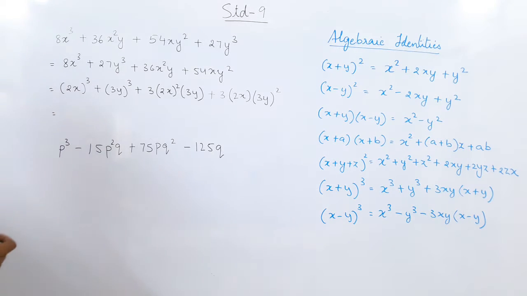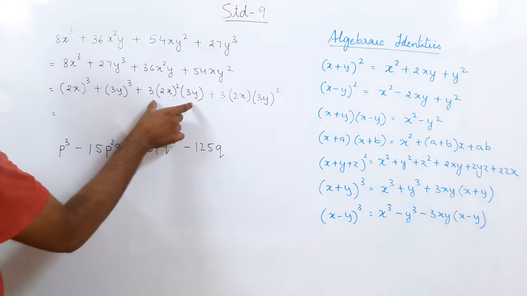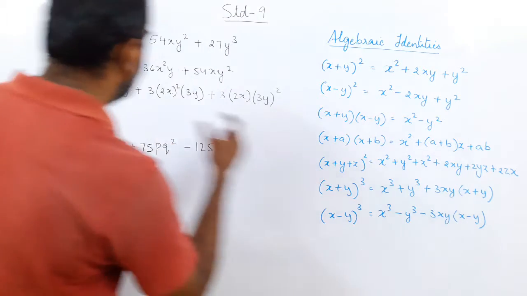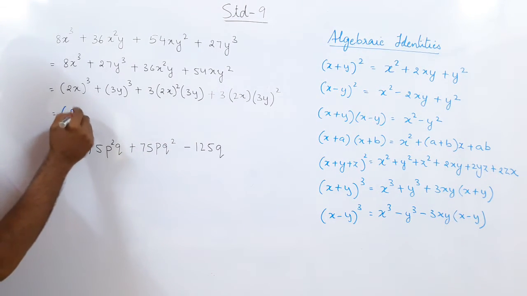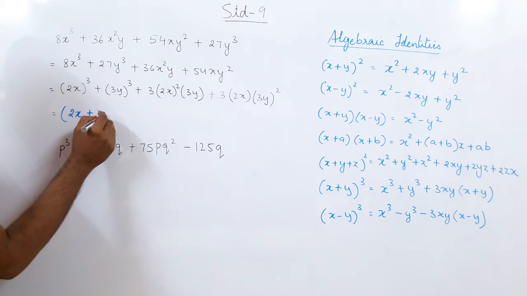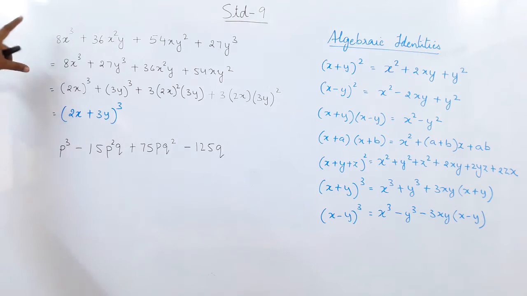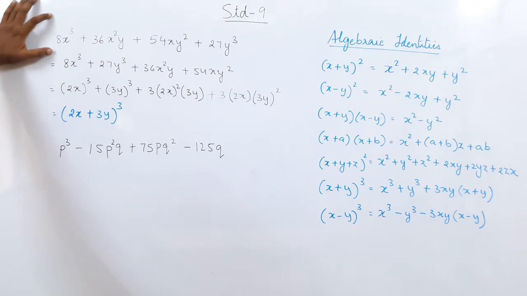So we have got in which form this whole thing? x cube plus y cube plus 3x square y plus 3xy square. So this is the thing. So the direct factorization is what? Our (2x plus 3y) the whole cube. This is the answer to this sum. Clear? That is called factorization. So we use the identity, a cubic polynomial.